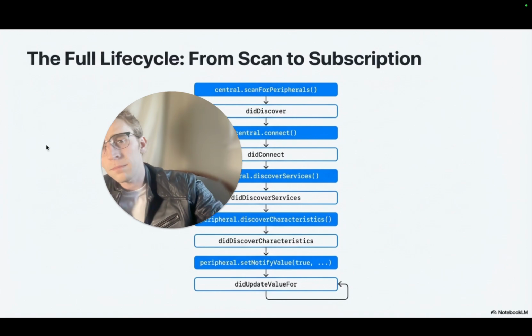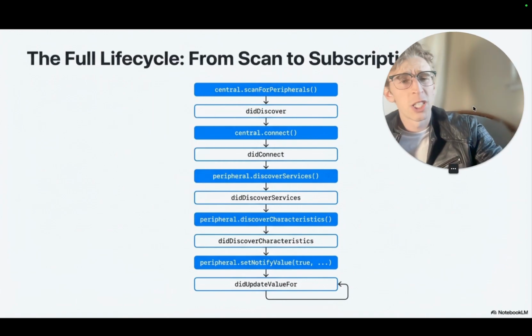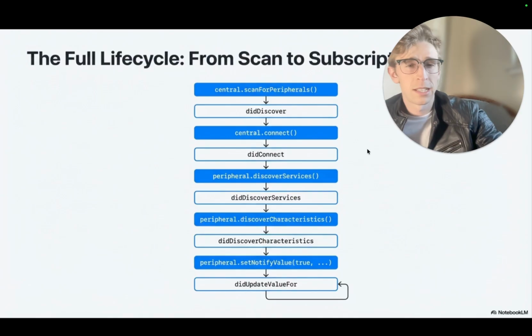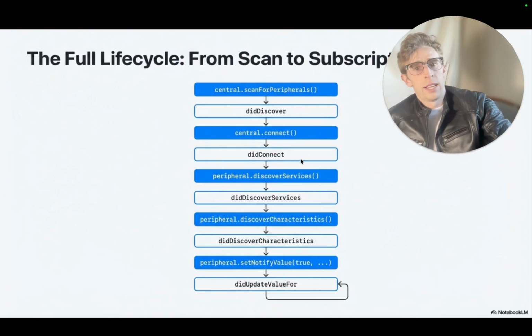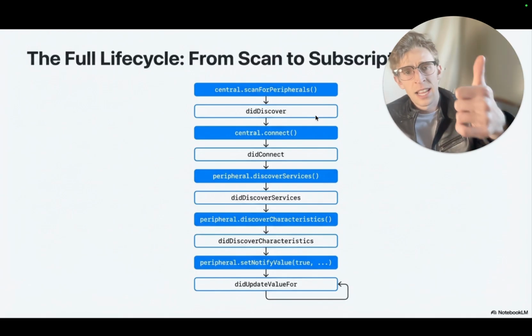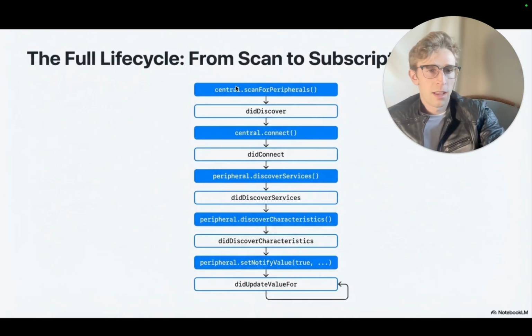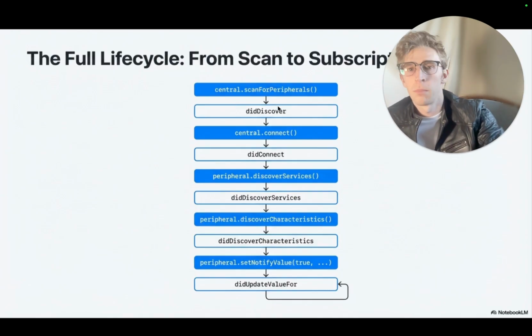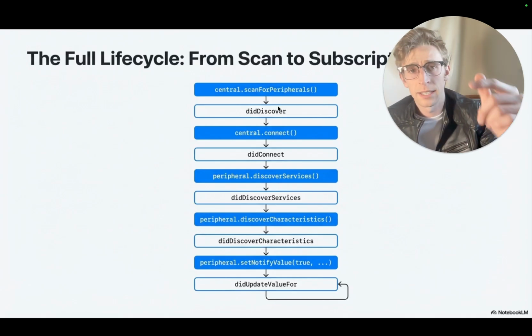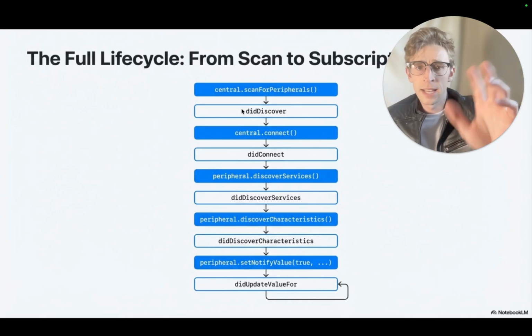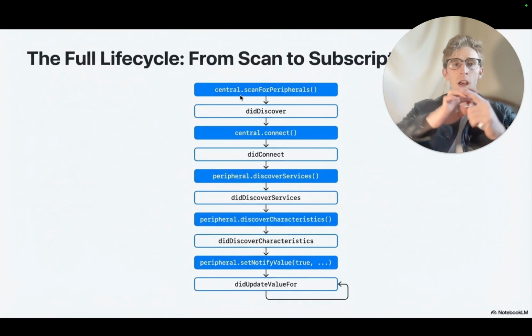All right. Let's talk about the full life cycle from scan to subscription. What does this look like? Essentially, you're going to create a CBCentralManager object, and you can look at the previous episodes to see more of what this code looks like. Or I'll probably have a link in the description below to a repo with all this information, or with example code.